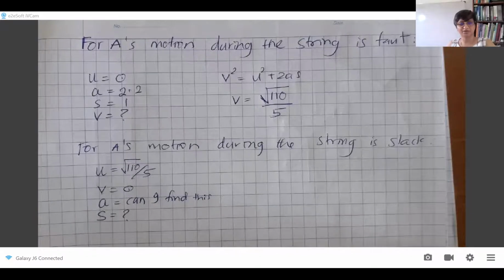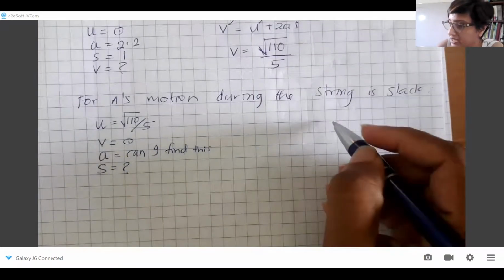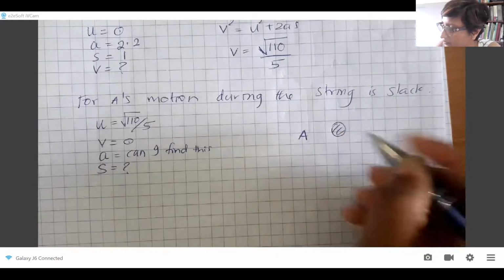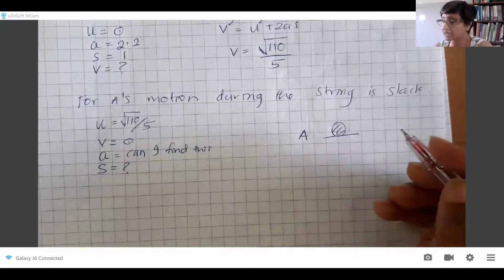What do I do? Acceleration is the same, right, miss? No, how is it the same? Yeah, I get it. But can we find this new acceleration? Of course we can find it. Draw a free body force diagram for A. I'm going back to A, and I'm going to draw a free body force diagram for A when the string is slack now.